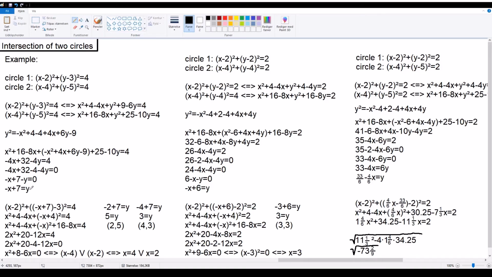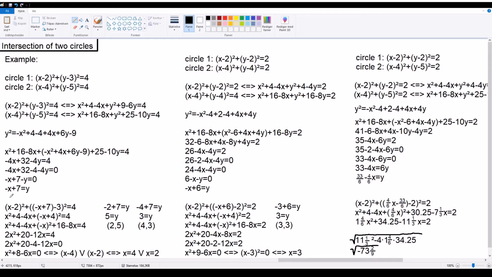And then you isolate y, and you end up with a line which is negative x plus 7 equals y. And this line equation is then the line that goes between the two intersection points of the two circles, which is why you can use this line to find out what the intersection points are for the two circles.